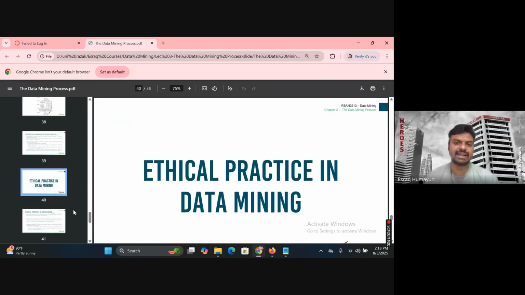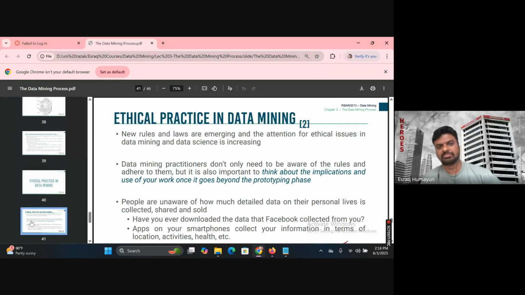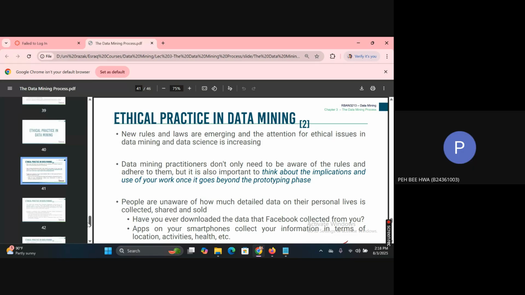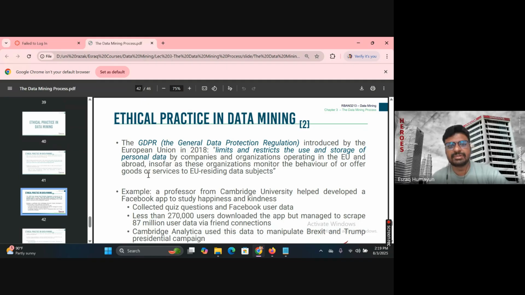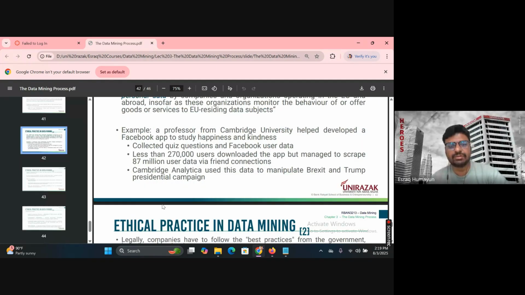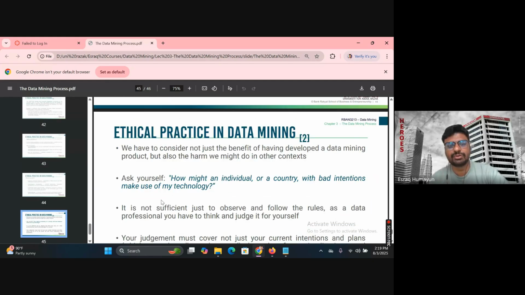Then ethical practice in data mining. Basically, these are not required because new rules and laws are emerging, and attention to ethical issues in data mining and data science is increasing. You are working as a data analyst of a company, and you sell the data to another company. Is it ethical? Will you do that? No, sir. Okay. Then there are some laws, rules and regulations. This is not important for you.